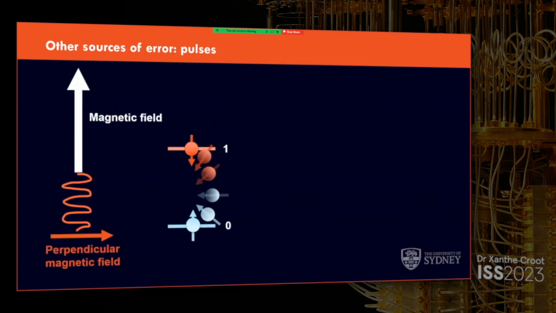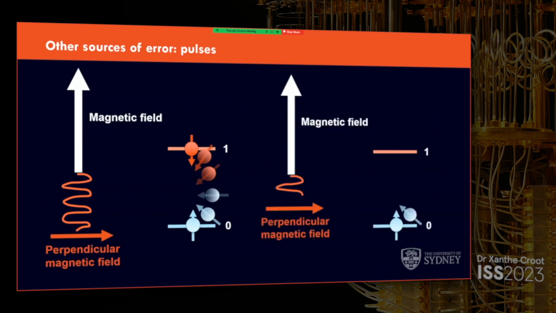Okay, other sources of error. Say we are trying to drive the qubit from a 0 to a 1 state with some pulse. If we accidentally don't apply that pulse for long enough, we can end up in a state that we didn't intend to end up in. And that will be an error, just that error of human control.